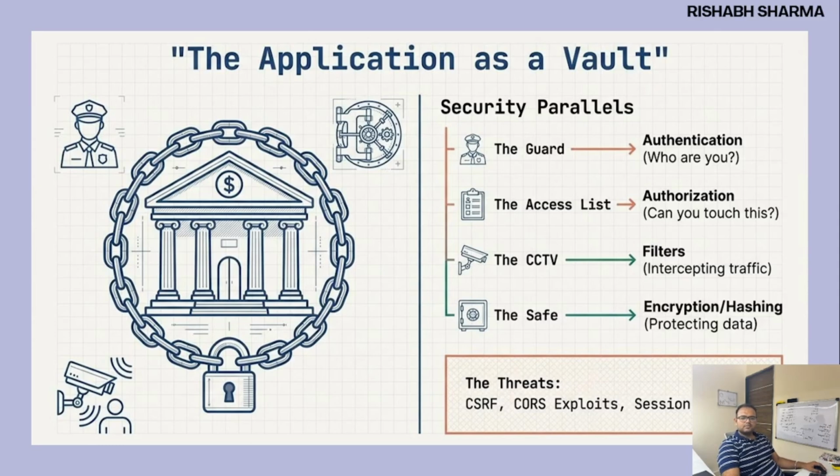Now encryption and hashing, this is basically the safe. Inside the vault, the data itself is protected, so even if someone breaks in, they still can't read that data. There are different techniques for securing your data: password hashing, signature verification, TLS, encryption at rest. The next is the threats. Why do we need all this? Because threats are real: CSRF, CORS, session fixation. Spring Security exists to protect your vault from these threats.